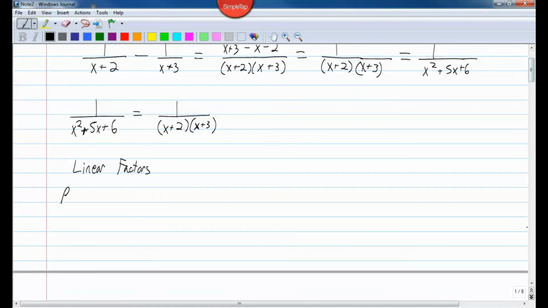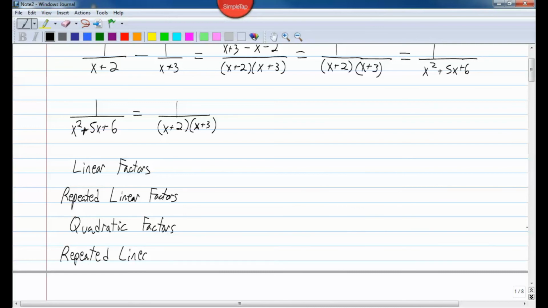We can have repeated linear factors. We could have quadratic factors. Or we could have repeated quadratic factors. Yes, there's all other types of factors we could have, but these are the easiest that we can deal with. Now, with linear factors, if the factors are all different, and even if it was an x to the first there, that's still a linear factor. It doesn't have an x to the first there, but if it was a factor, that's still a linear factor.